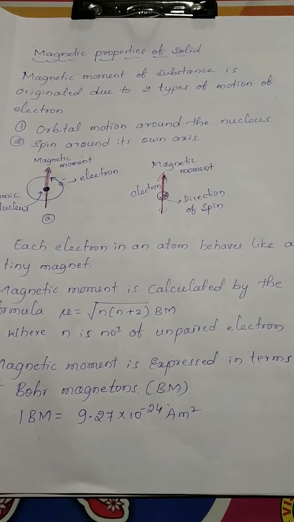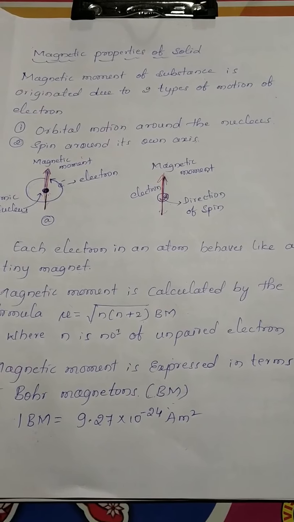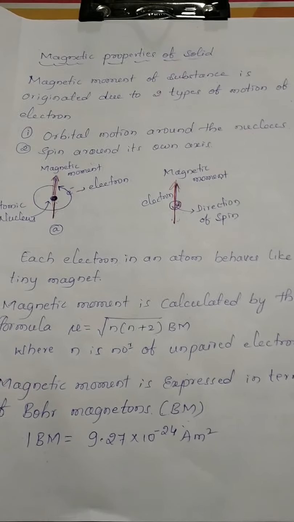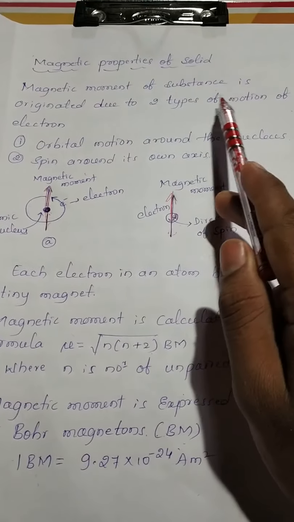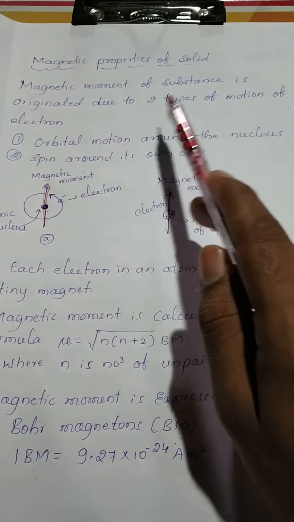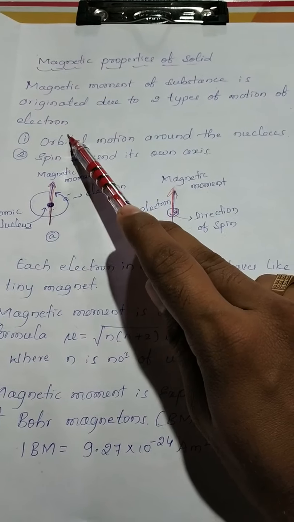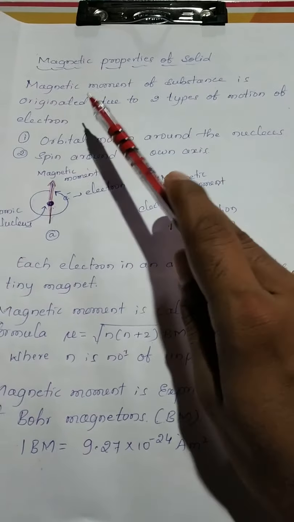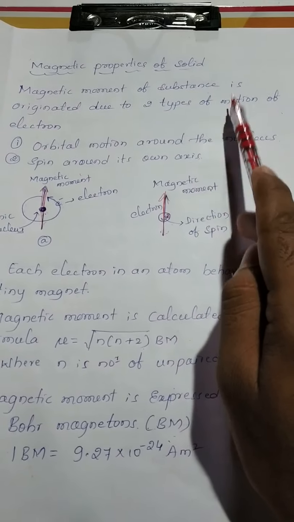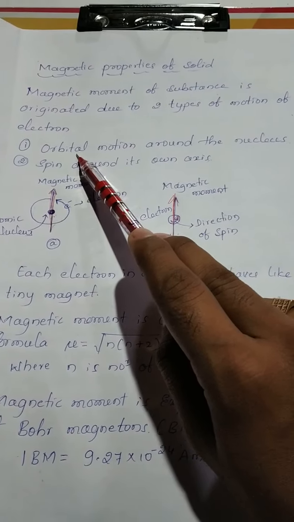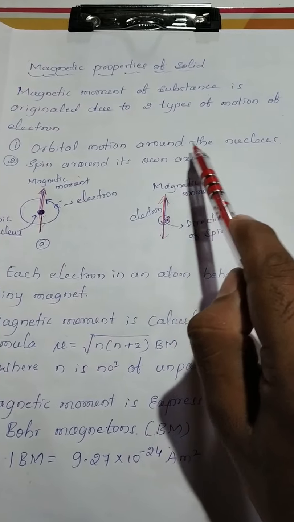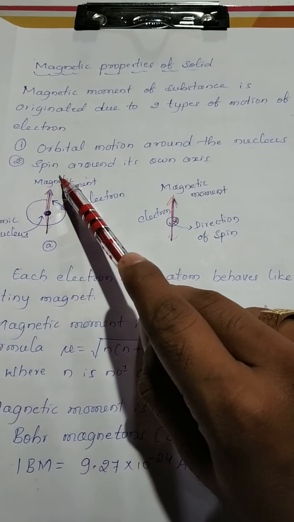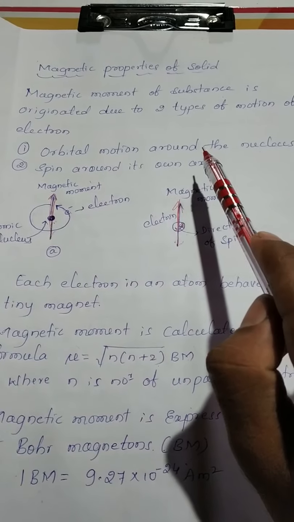In this session we are going to study about the magnetic properties of the solid. Magnetic moment of a substance is generated due to two types of motion of electrons. First one is orbital motion around the nucleus. Second one is spin around its own axis.